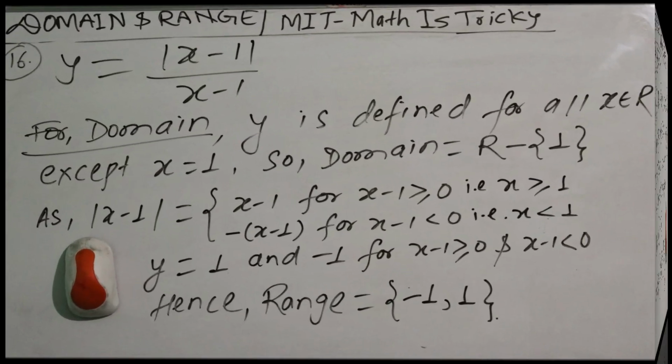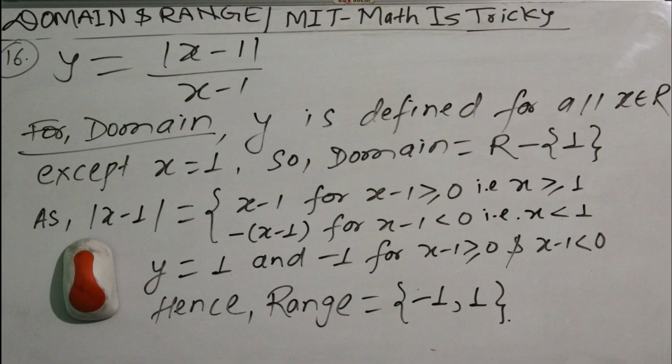Move to question number 16. Question number 16 is here. It is a very important and tricky question. For the domain, we know that y is defined for all the values of x except 1, because for 1 it is not defined. So the set of all real numbers except 1 is our domain. That means R minus {1} is the domain.